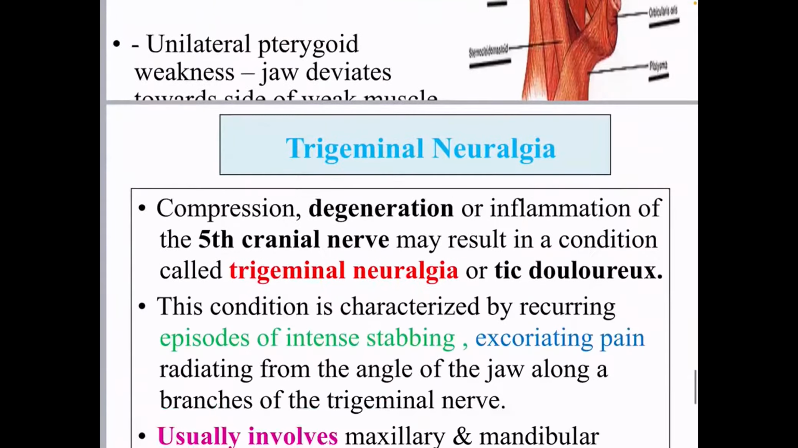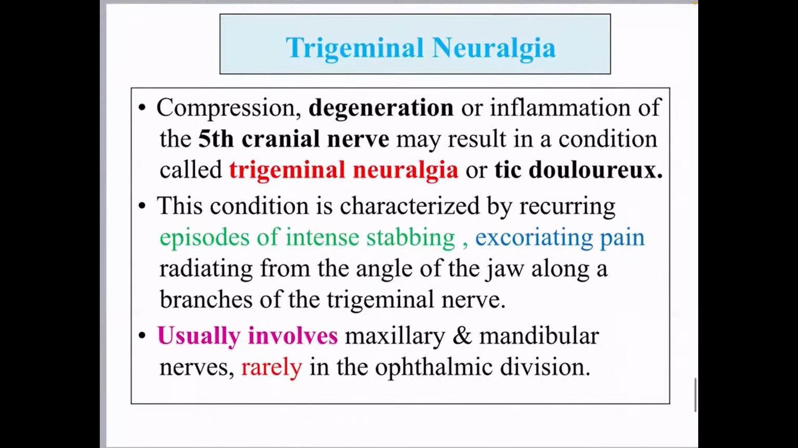So this is the defeat or damage that can happen to the trigeminal nerve. Compression, degeneration, or inflammation of the fifth cranial nerve may result in a condition called trigeminal neuralgia or tic douloureux. This condition is characterized by recurring episodes of intense, stabbing, excruciating pain radiating from the angle of the jaw along a branch of the trigeminal nerve. It usually involves the maxillary and mandibular nerves, rarely the ophthalmic division.